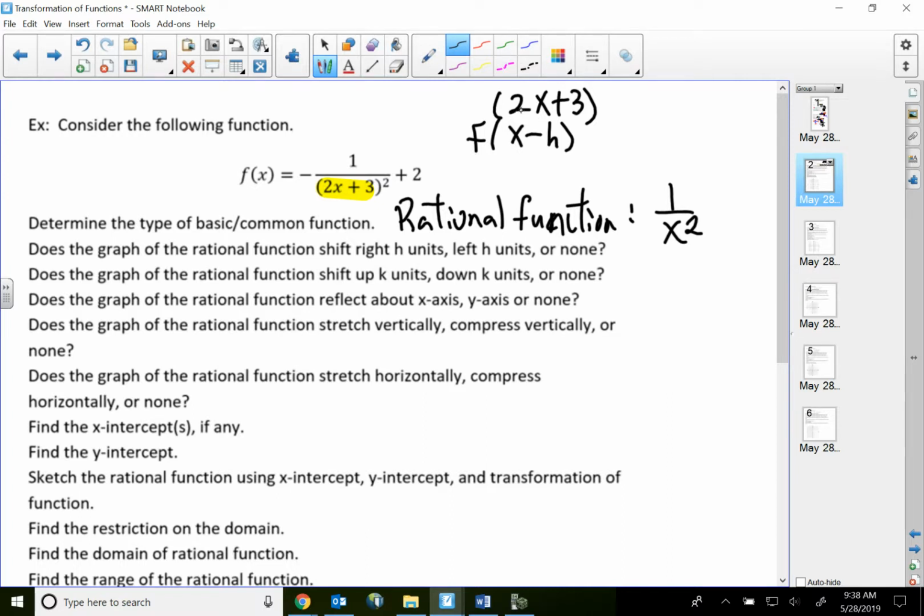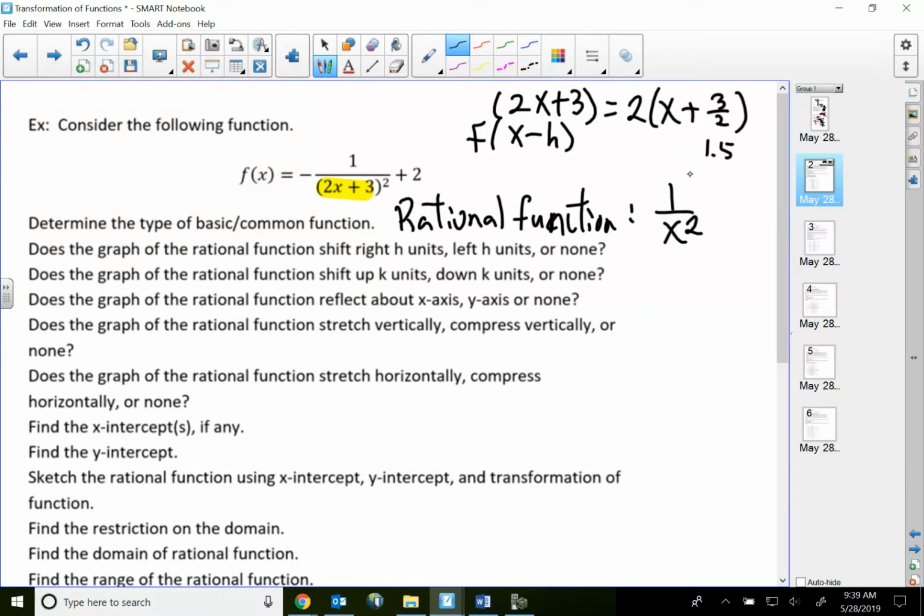I'm going to make my 2x plus 3 look just like x minus h by simply factoring out the 2, because I want the h to match up. So if I factor out a 2, that will give me an x. Remember now, factoring is a division. 2 going into 2x, x times. What's 2 going into positive 3? 2 going into positive 3 is positive 3 over 2 times. 3 over 2 is 1.5.